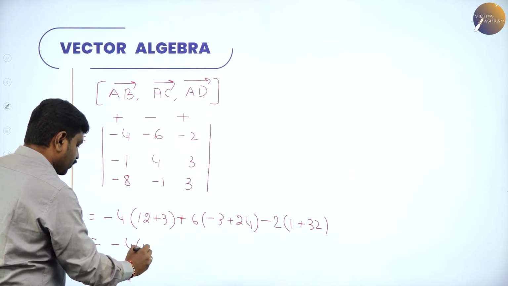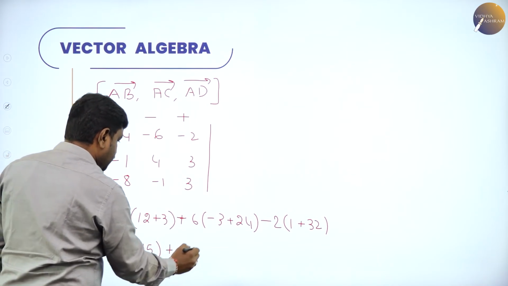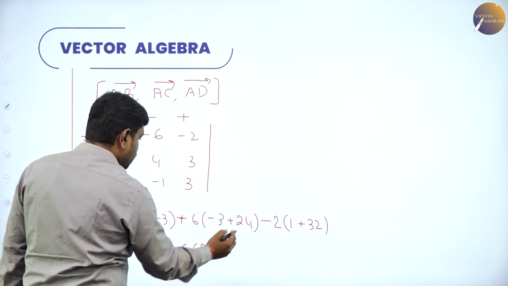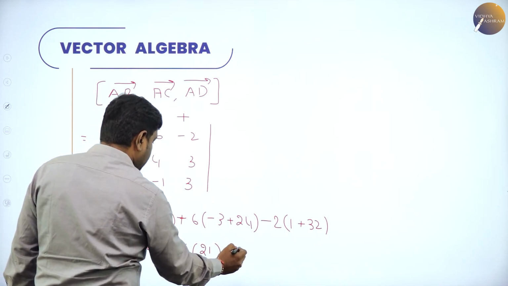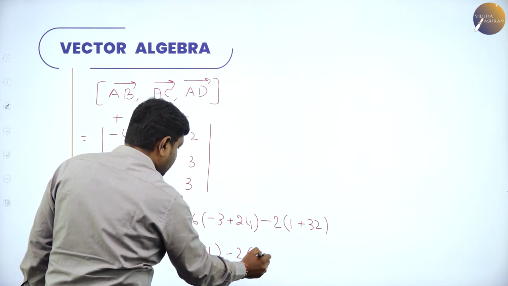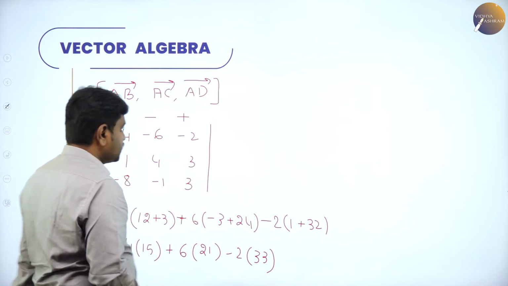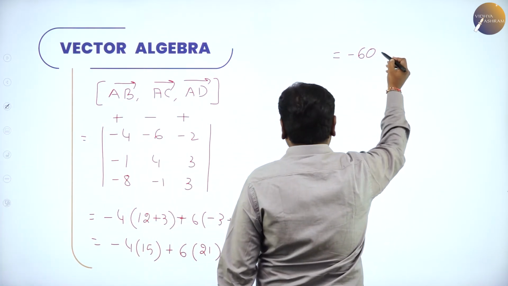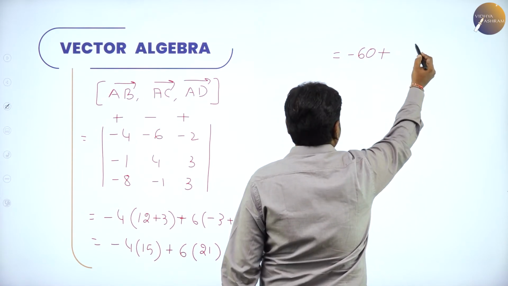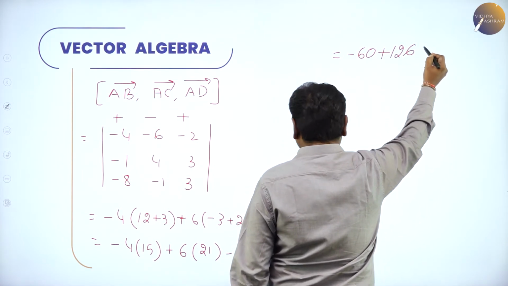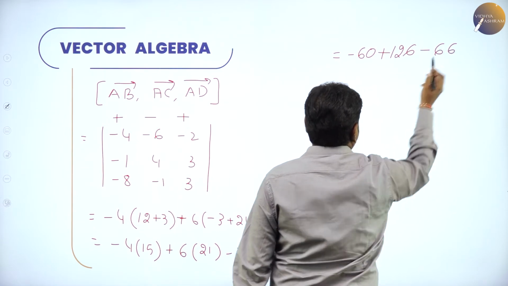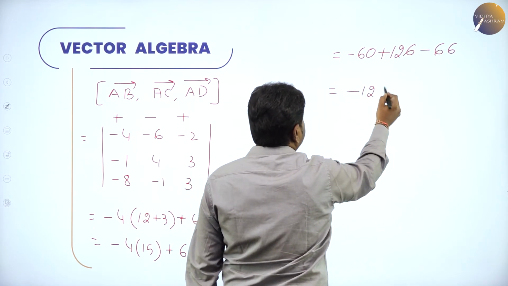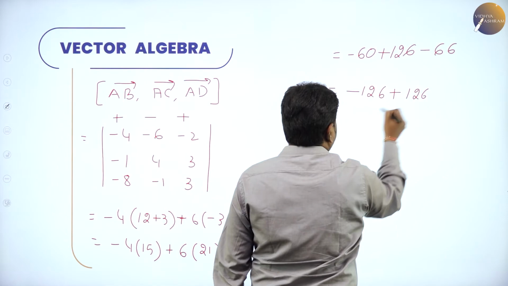So minus 4 into 15 plus 6 into 24 minus 3 is 21, minus 2 into 32 plus 1 is 33. Now simplify this. Minus 4 into 15 is minus 60, plus 6 1s are 6, 6 2s are 12, 126 minus 66. That is minus 126 plus 126, that is 0.